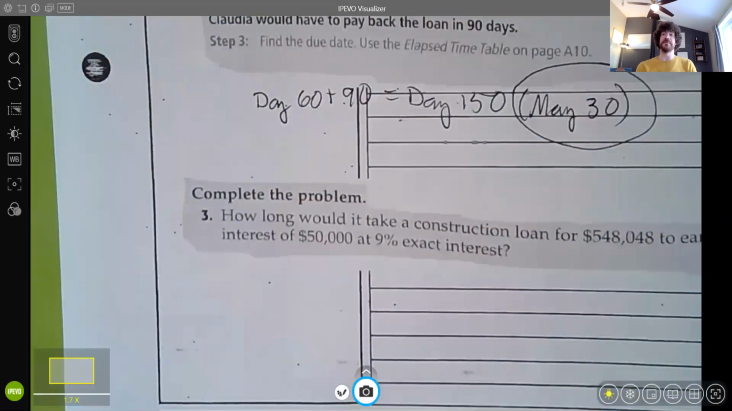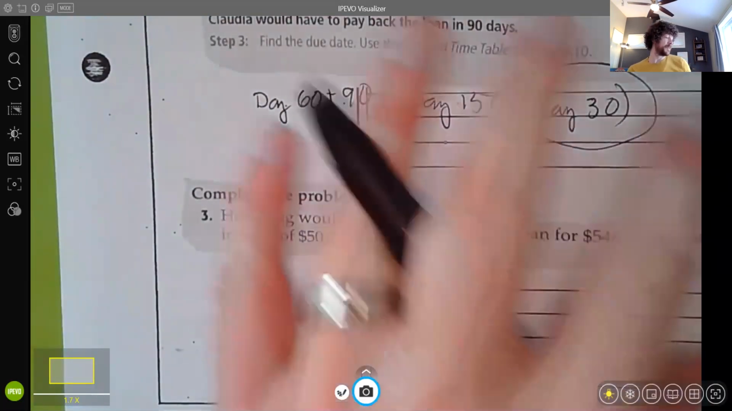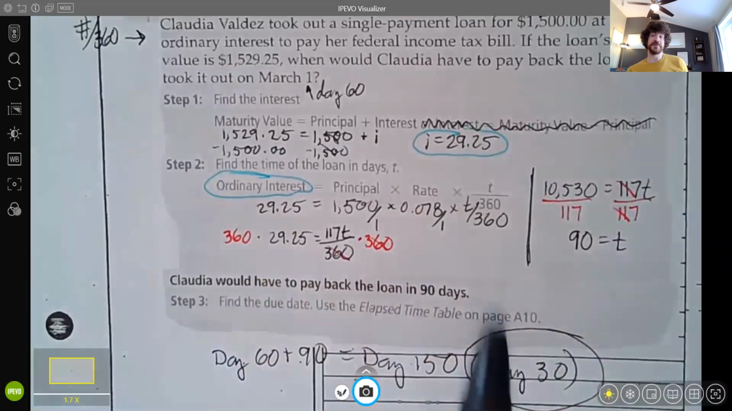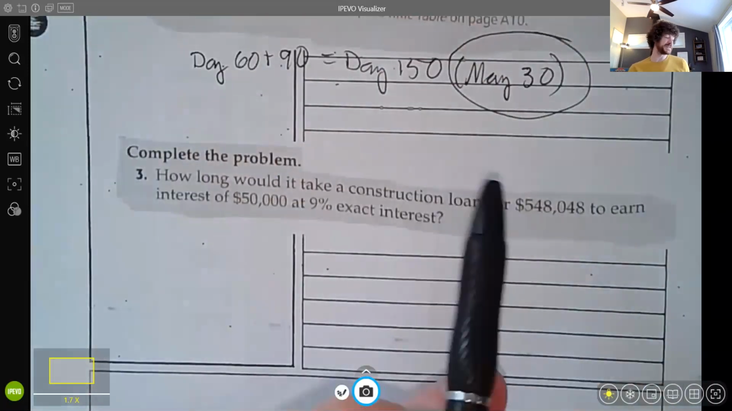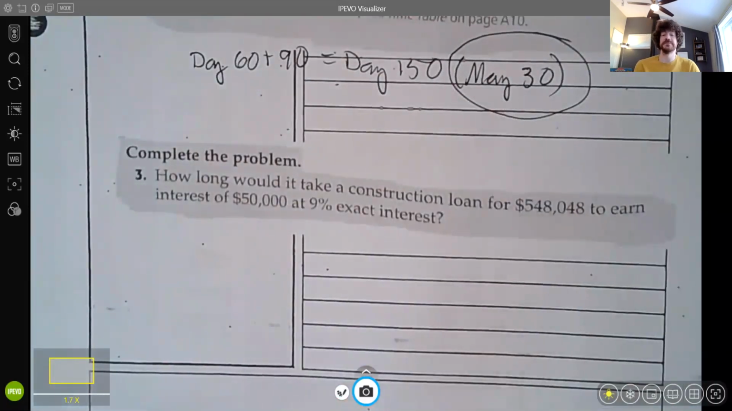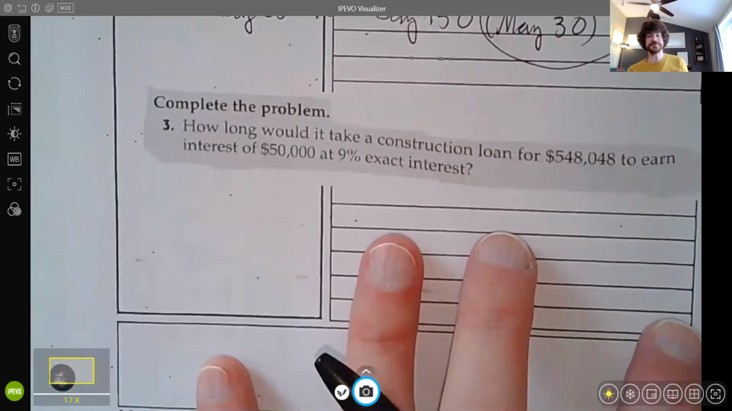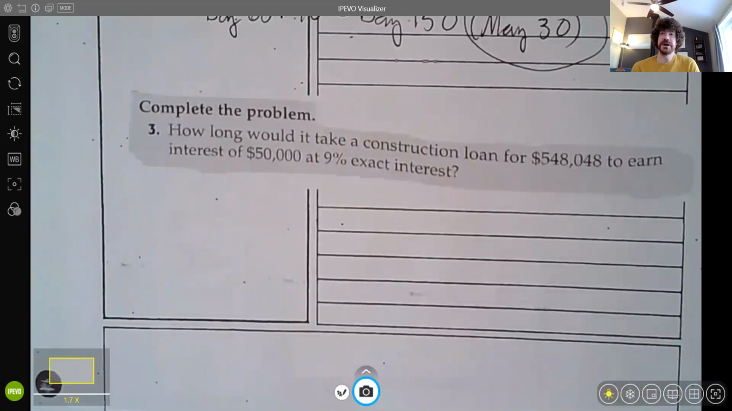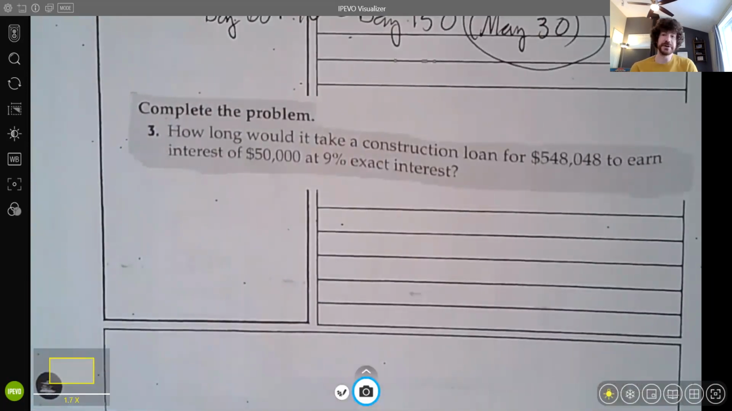So the answer to this problem, when would Claudia have to pay back the loan? She has to pay it back on May 30th. All right. Let's try this last one, and then we are done for the day.